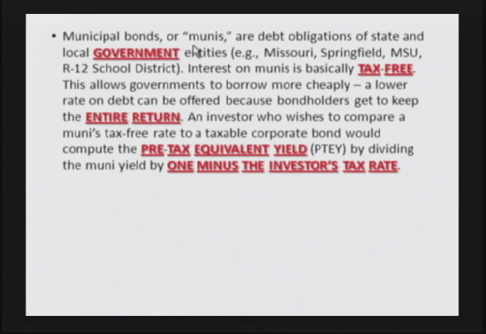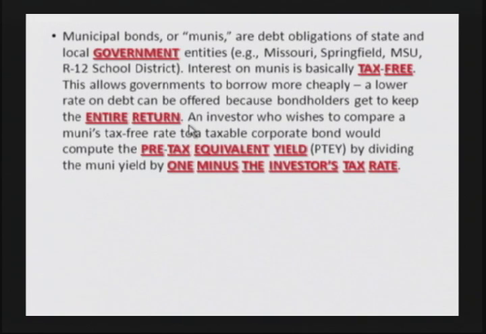Municipal bonds, or munis, are debt obligations of state and local government entities such as the state of Missouri, the city of Springfield, Missouri State University, or Springfield's R12 school district. That allows all of those entities to borrow on a tax-free basis. So interest on munis is basically tax-free. It allows those government entities to borrow more cheaply because they can offer a lower rate on debt, because the bondholders get to keep the entire return because it's not taxable to them.